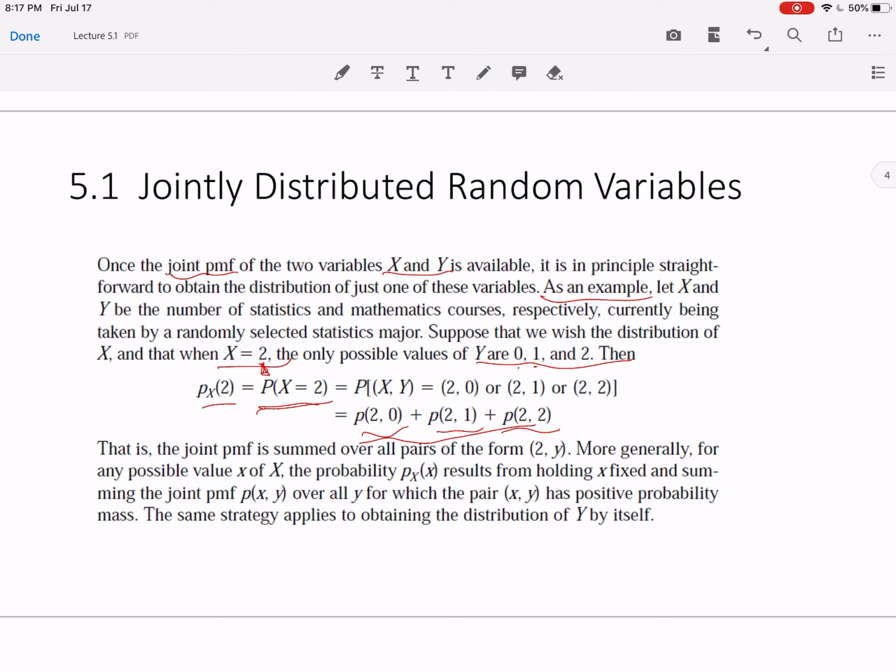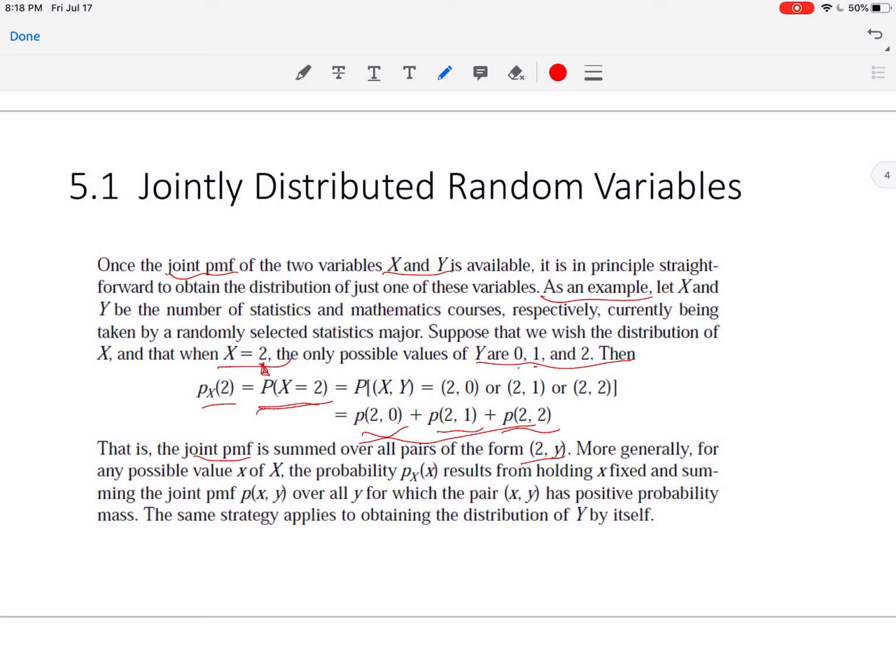Okay, and that is the joint PMF summed over all pairs of the form (2, y). Y represents all the possible values of y here, because if we are looking for the probability of x equal to 2, we don't have to worry about the exact value of y.